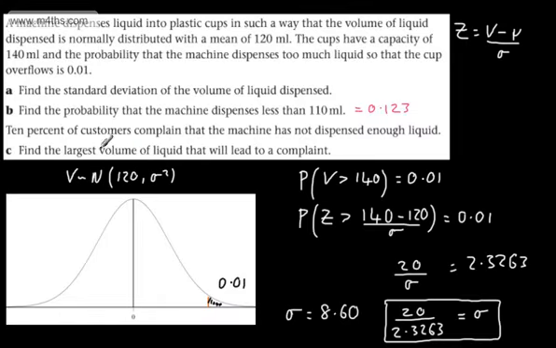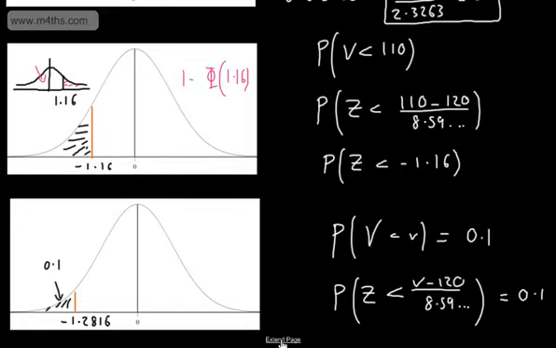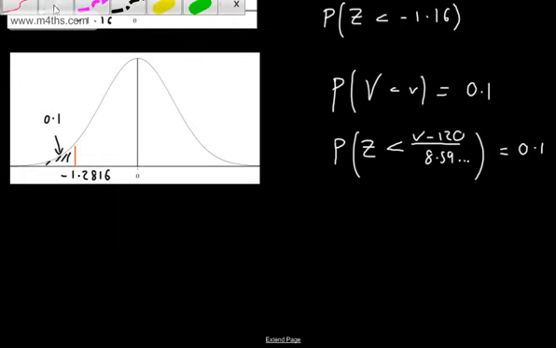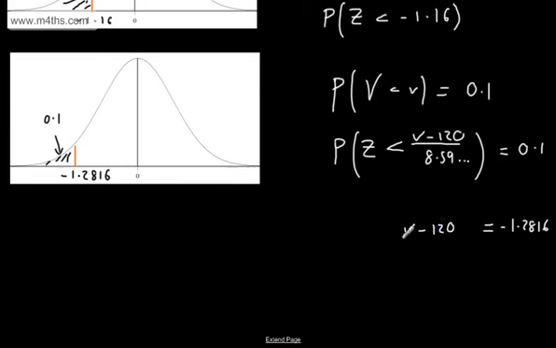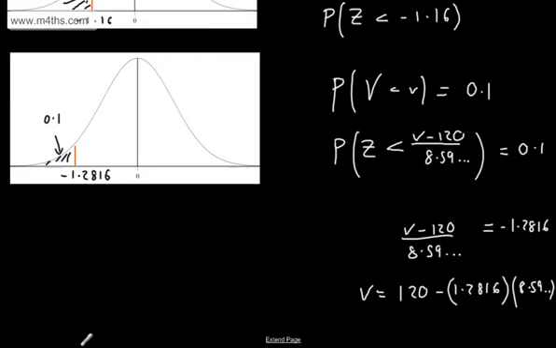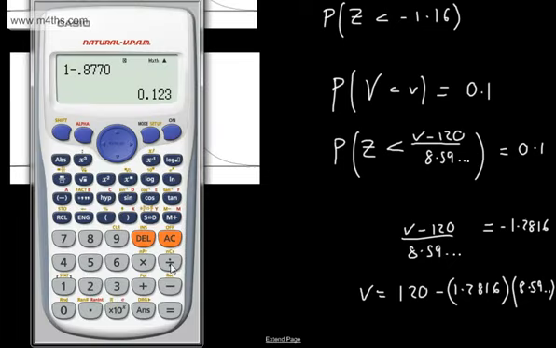So all we need to do is set this up and solve a little equation. We can now state that negative 1.2816 will be equal to v minus 120 over the standard deviation, which is 8.59 and so on and so forth. So I can now write v is going to be equal to 120 minus 1.2816 multiplied by the answer stored in my calculator, which is 8.59 and so on, and this will give us the value we require. All I've done is solve this basic equation for v.